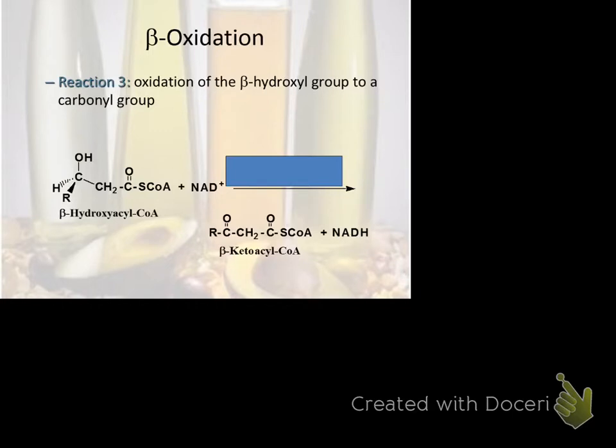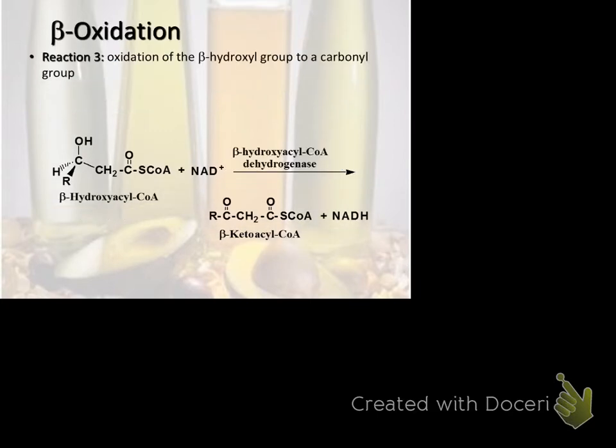So what class or classes of enzymes can do this? Dehydrogenase, and if you're going to name it, what would you name it specifically? Say it with some conviction. Come on, not wishy-washy. There you go. Beta-hydroxyacyl-CoA dehydrogenase.